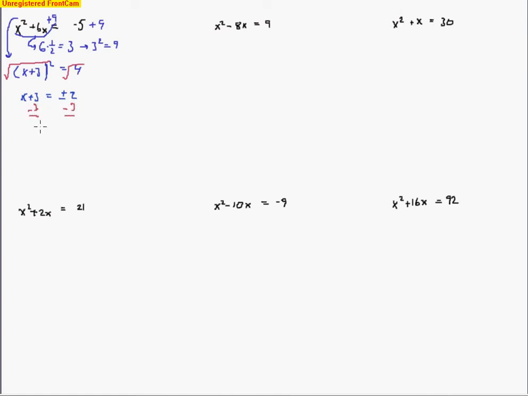So when you do this, you're going to have 2 minus 3, and then you're also going to have negative 2 minus 3. So we end up with negative 1, because there's more negatives than positives, and negative 5.